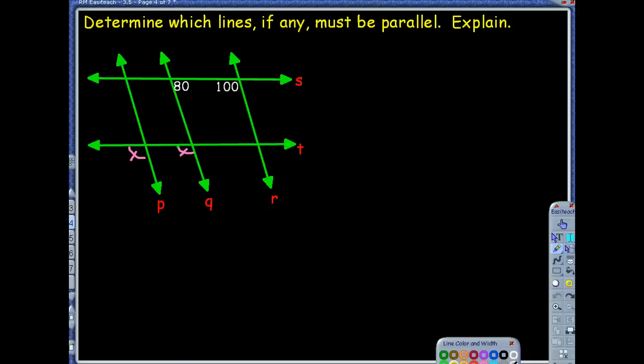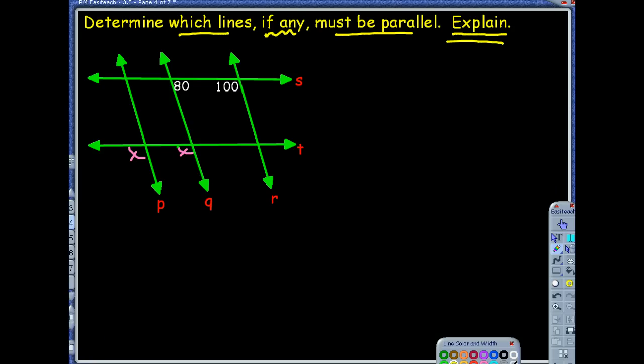So the first example says, determine which lines, if any, must be parallel. And it does have the word explain, so stressing that, if that's in the directions, we want to make sure we explain. And since we're determining which lines must be parallel, your explanation could be a theorem or postulate. The question isn't, are the lines parallel? It's which ones are. Now, it does say if any, so there could be none. Just keep that in mind.